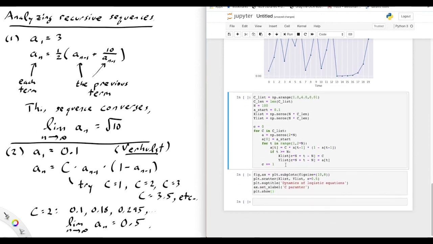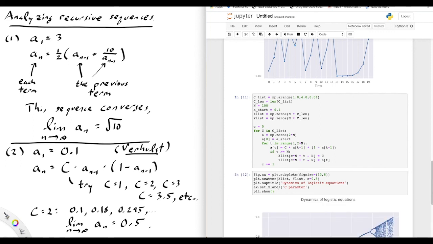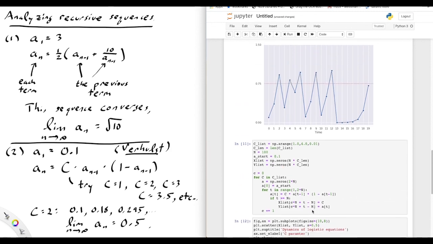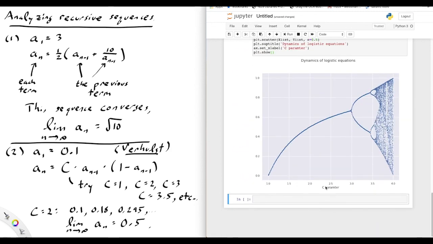This is a little Python code. And what it did in that little microsecond is actually computed about, I think, 30,000 different possibilities for about 300 different C parameters. And putting together the graphs, I get this. Now, what is this graph? On the x-axis, I've shown you the C parameter, how fast the population is growing. And the y-axis, I've shown the dynamics of how the population changes.